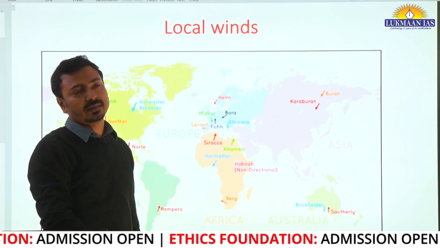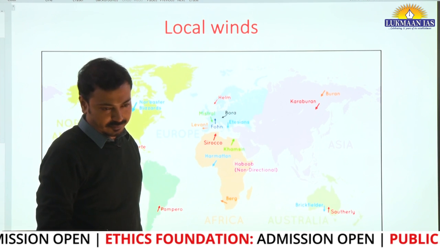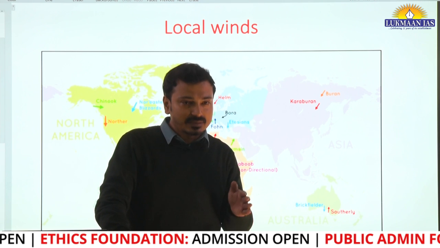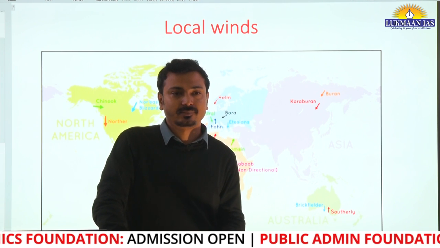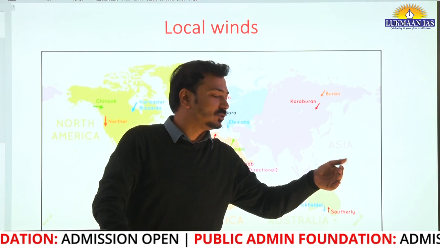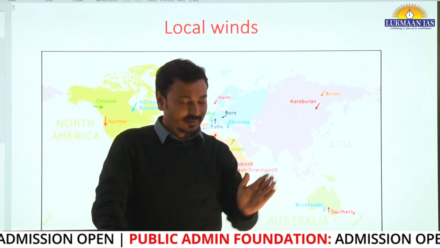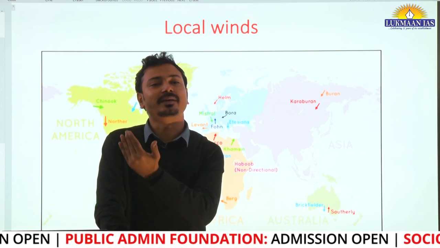ठीक है? तो ऐसे हमें याद रखना है. And ridge creates the water divide. Remember this. Ridge acts as a water divide. उसके दूसरे साइड से जो रिवर फ्लो हो रही है वो उस तरफ जाएगी, इस साइड से जो रिवर फ्लो हो रही है वो इस साइड जाएगी.